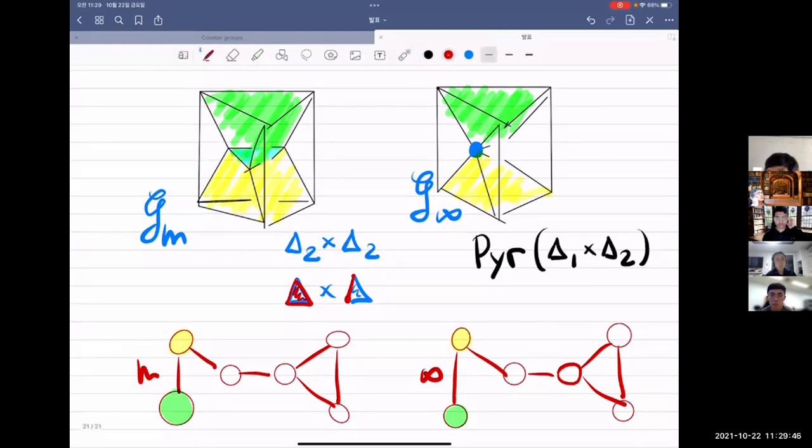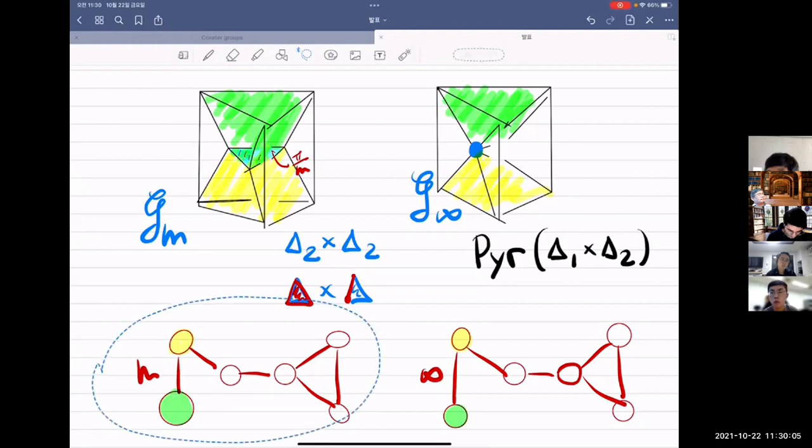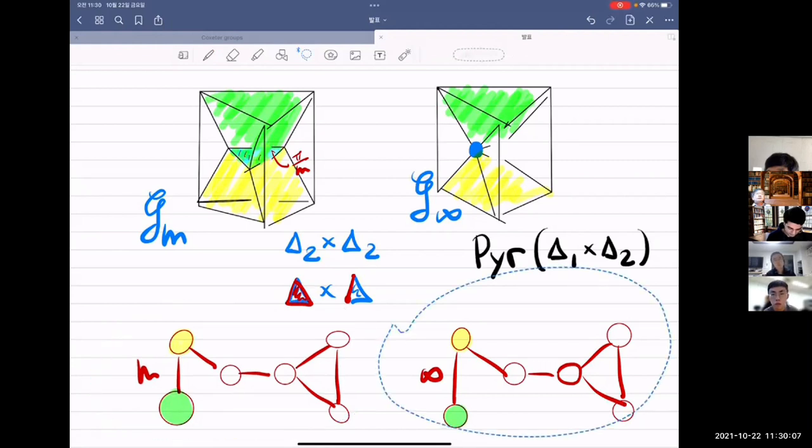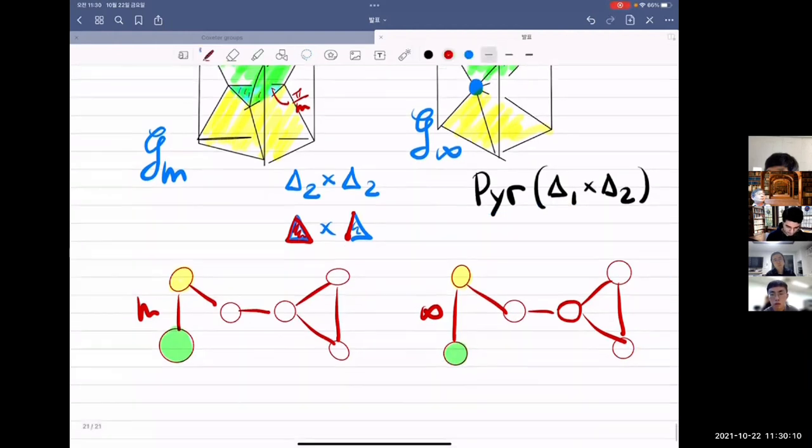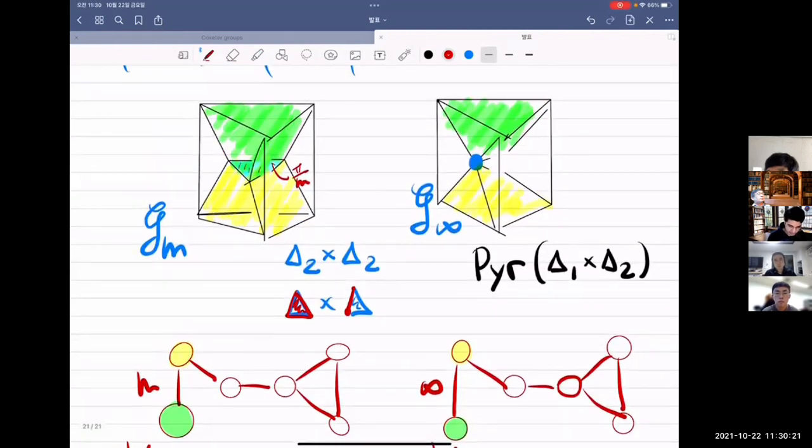Then I put the M. It means that these two facets are adjacent, and the dihedral angle is π/M. Similarly, we can give the labeling corresponding to this Coxeter diagram. I think you understand what's going on. So this is W_M, and this is W_infinity. So this is my label for the polytopes.